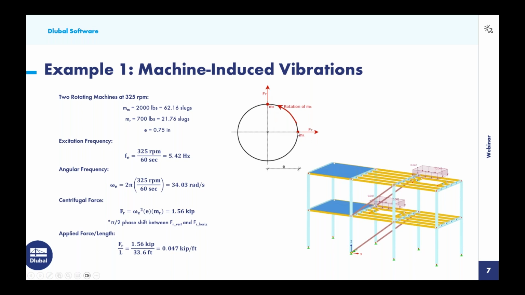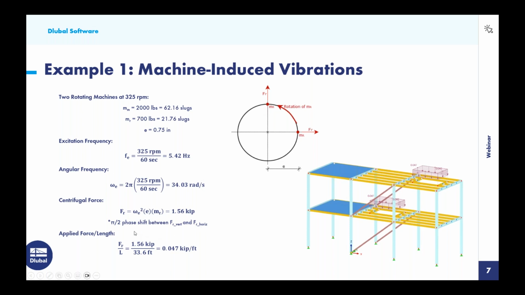But it should be known that as these machines are rotating, we have a pi over 2 phase shift between that vertical and horizontal force. So they're not acting together, but rather we want to take into consideration that as this rotor is rotating here, we're going to have 100% in the horizontal direction, but we'll continue with that pi over 2 phase shift to then see 100% acting in the vertical direction.